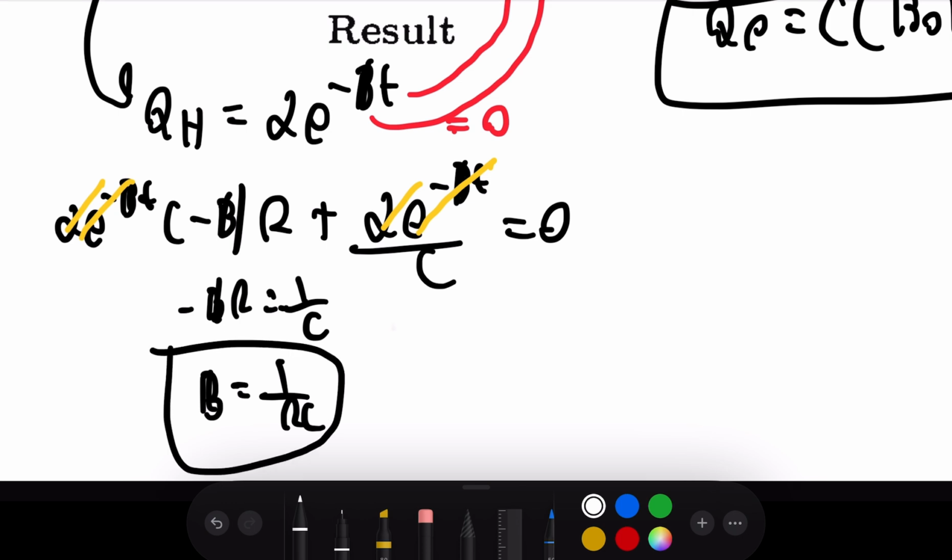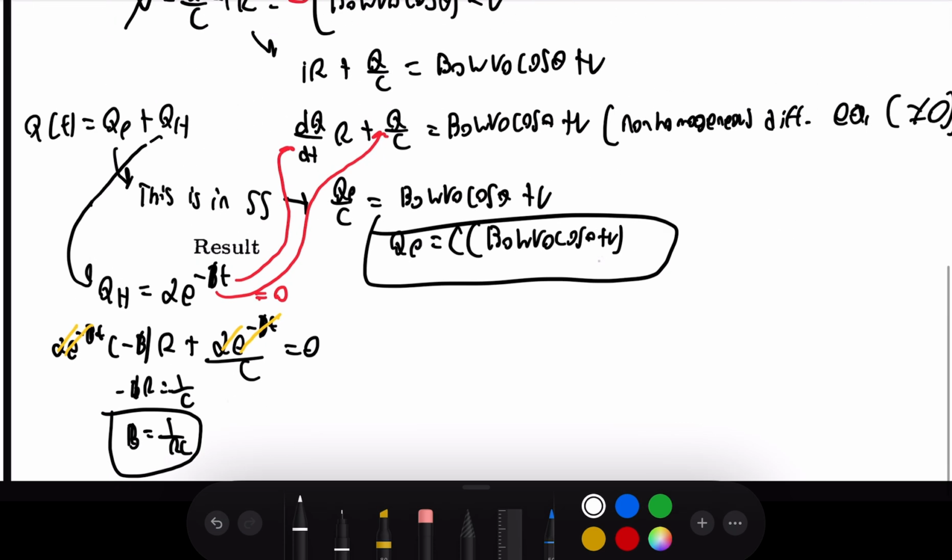By the way, if you get a negative for beta, you did something wrong. You can never have a negative for beta here. So if you got a negative, check your signs, check the way you define your loop, because there could be a mistake somewhere. It should be positive.